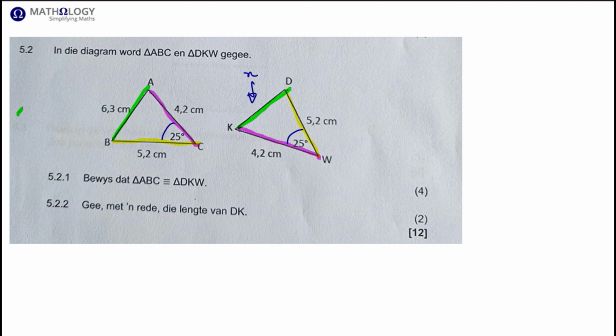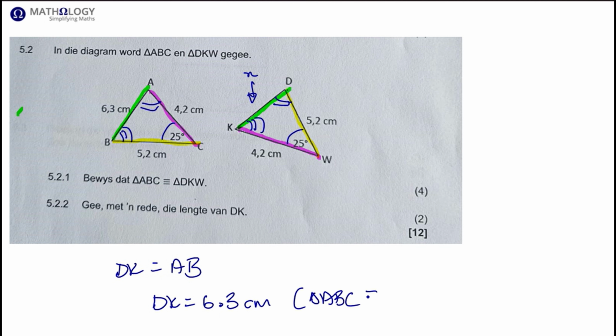Because they're congruent, if two shapes are congruent, the lengths of their sides are all equal and the sizes of the interior angles are all equal. So angle A is going to equal angle D. Angle B is going to equal angle K. We already know that angle C equals angle W. So DK equals AB, and since AB is 6.3, DK equals 6.3 centimeters, and the reason is triangle ABC is congruent to triangle KDW.